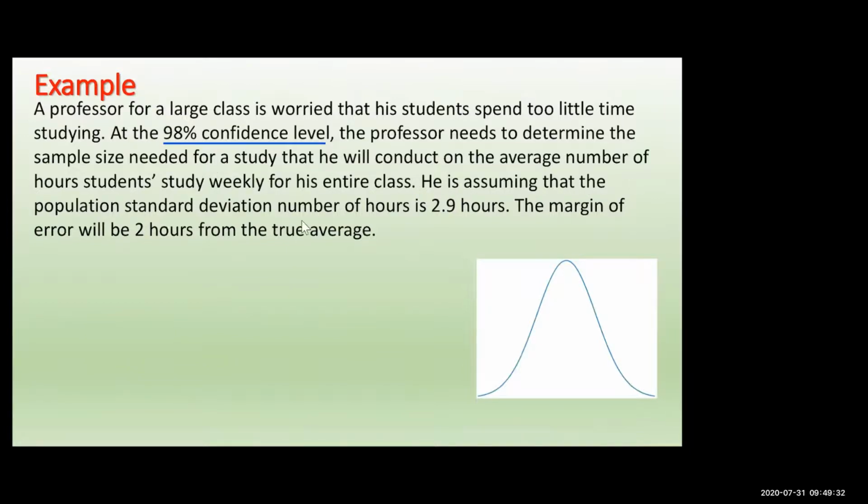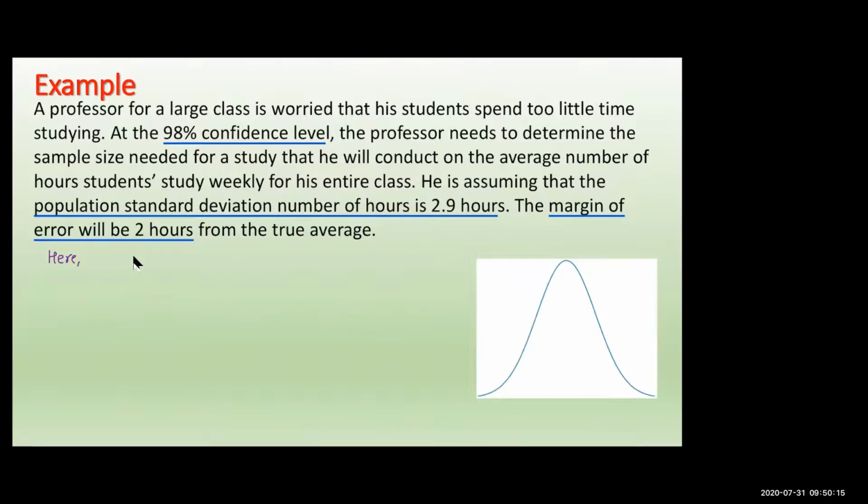He is assuming that the population standard deviation, that is the number of hours they studied, is 2.9. And the margin of error that he is looking for is 2 hours. So it can be the point estimate plus 2 hours or point estimate minus 2 hours. That is the margin of error. So with that information, we need to find the sample size. So let's write down what is given first, then it will be a little more clear.